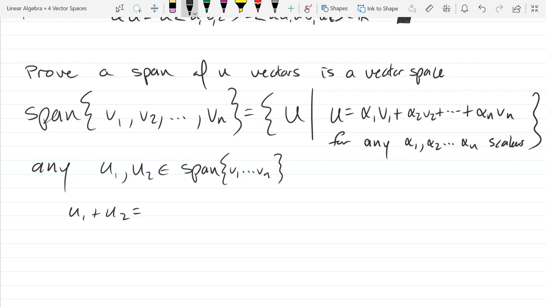So what will addition look like? All I'm going to do is write out u1 first. I don't want to use double subscripts, so I'm going to use capital A and B instead of u1 and u2. We'll let A equal this sum with alphas, and I will let B equal the sum with betas instead of alphas, so I can avoid double subscripting. Nobody likes that.